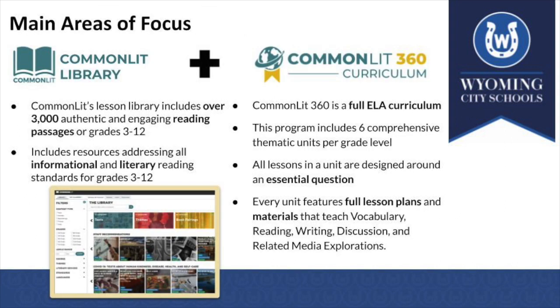And this next slide just breaks down a little bit more of the differences between the 2 areas that we'll be able to access. One is a general library that you can sort through by genre, topic, grade level, standard. And then the other is called the 360 curriculum, and it's a set for each grade level of 6 full units. And each one includes vocab, reading, writing, discussion, and other things.